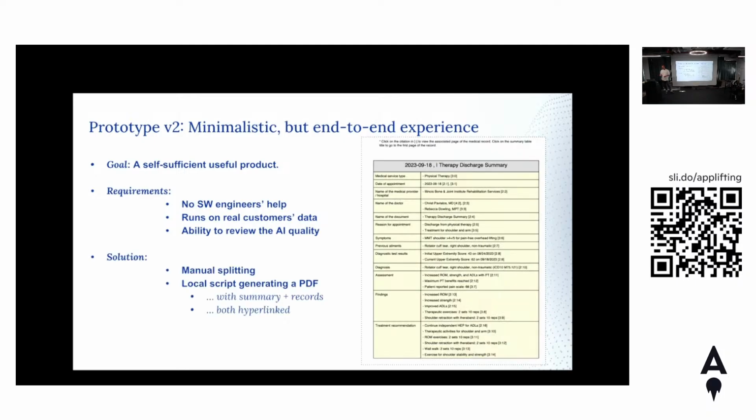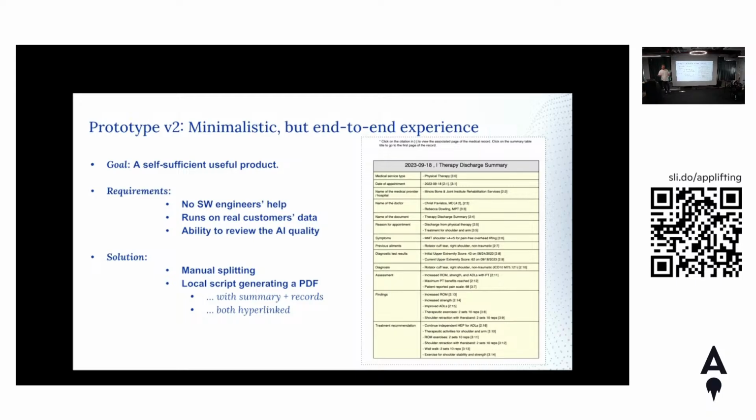So what we built here, the splitting was still manual, but this time there was lots of splitting when customers send us dozens or hundreds of pages of medical records. We had to split them manually. But for the self-sufficient product, we had just a local script that could generate a PDF. And I think this is a good hack for other AI products generally.